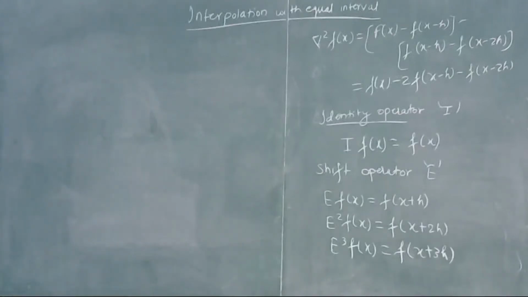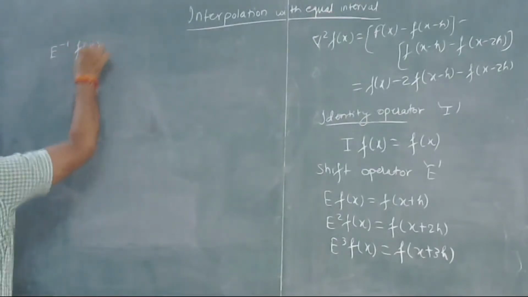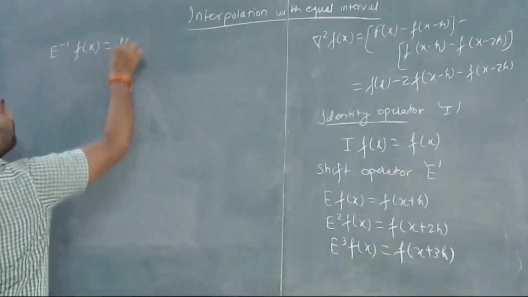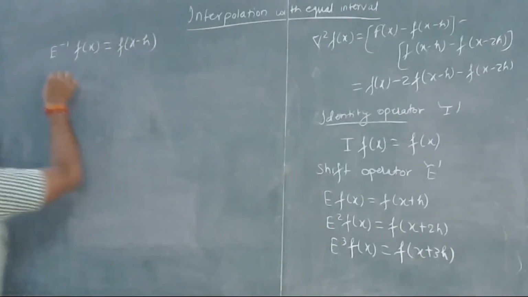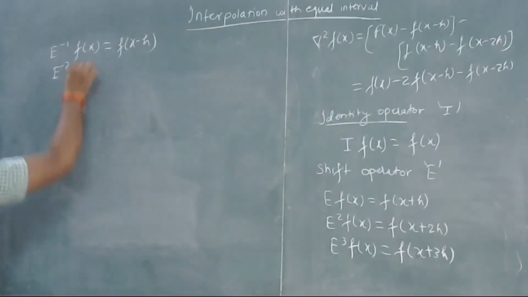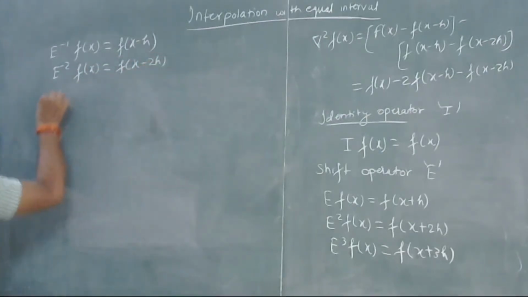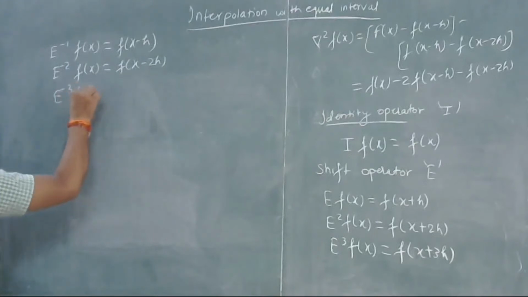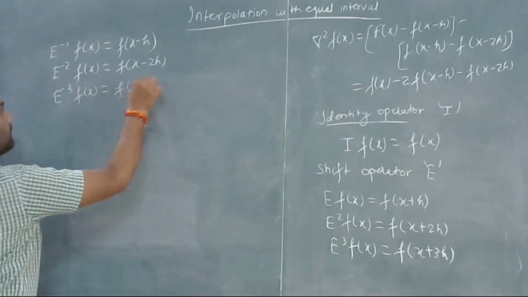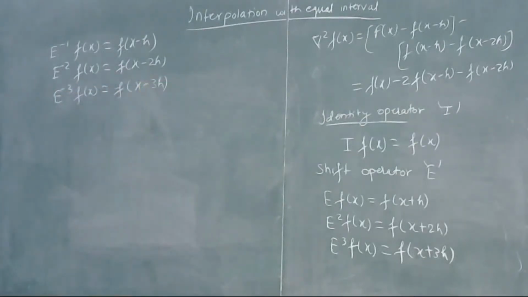And E inverse will decrease the value of x by h. So this will be equal to f of x minus h. E minus 2 f of x will be equal to f of x minus 2h, and E minus 3 f of x gives you f of x minus 3h. Okay, so this is the shift operator E.